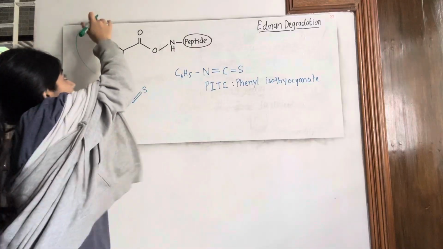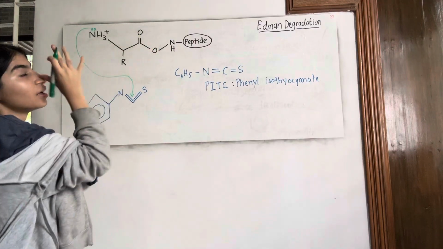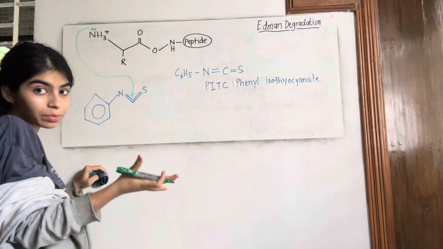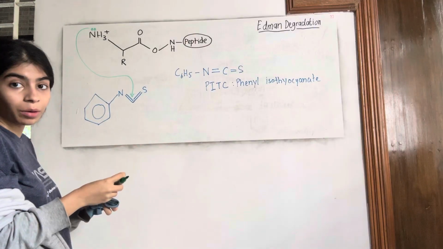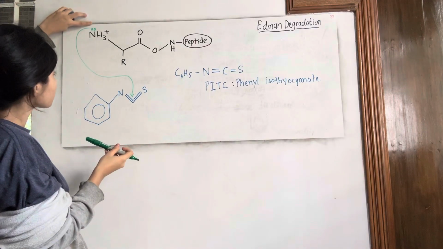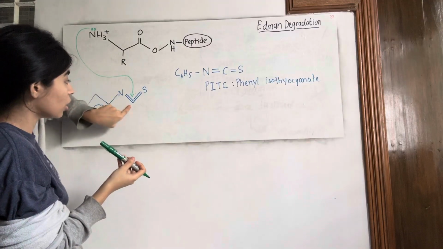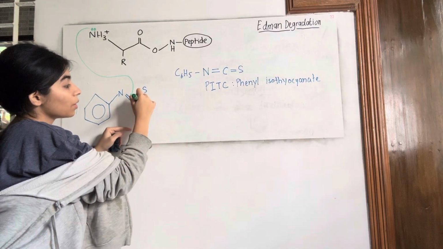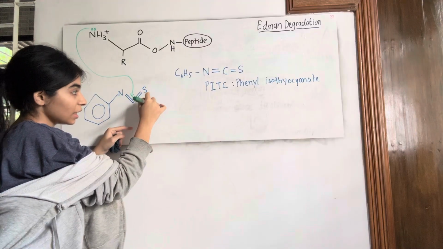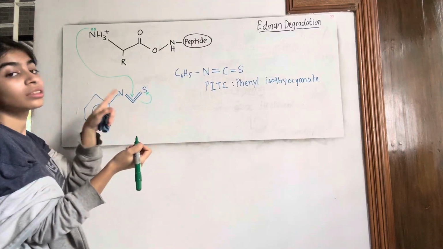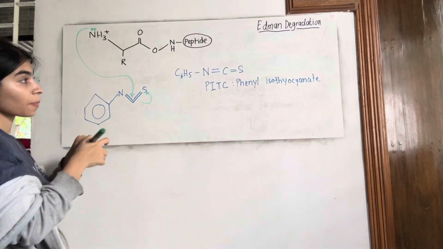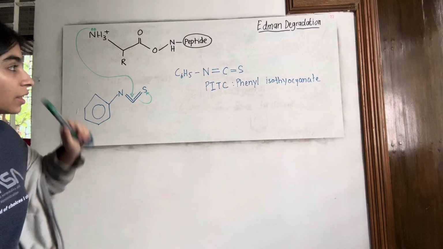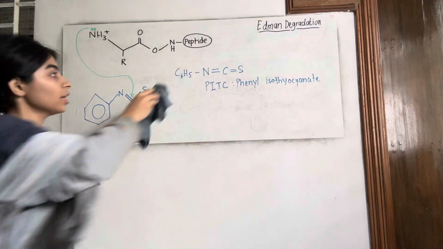So the amine group, I don't know if it's called amine, but I'm just gonna refer to it like that. Please refer to it properly. The amine group is gonna donate its electrons to the carbon in PITC, and then the PITC donates its electrons from the double bond to sulfur, right? Now this does a little thing.